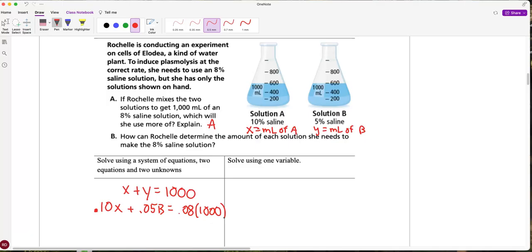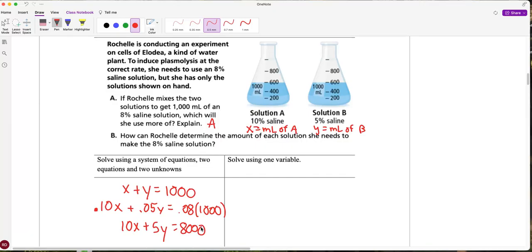So if I go ahead and do this, I rewrite this. This could be written as 10x plus 5. Sorry, that's not a B. That should be a Y. Plus 5y is going to equal 8,000. So that's my system of equations, okay?